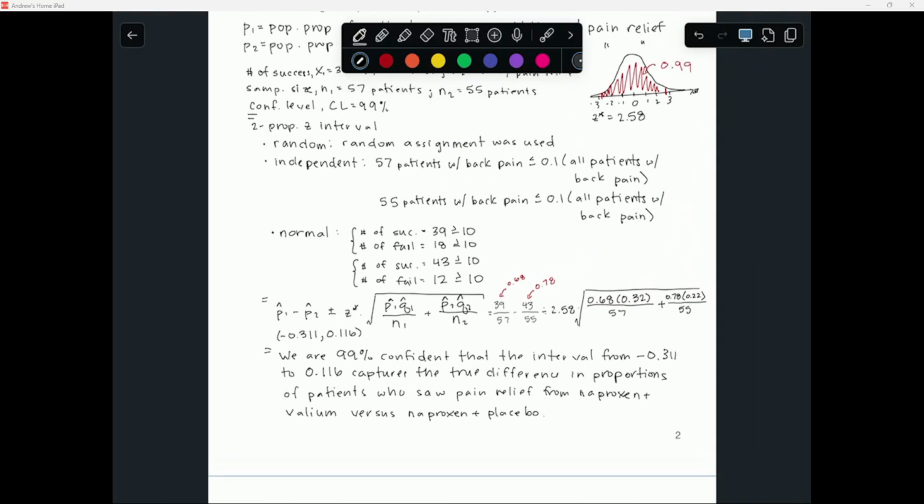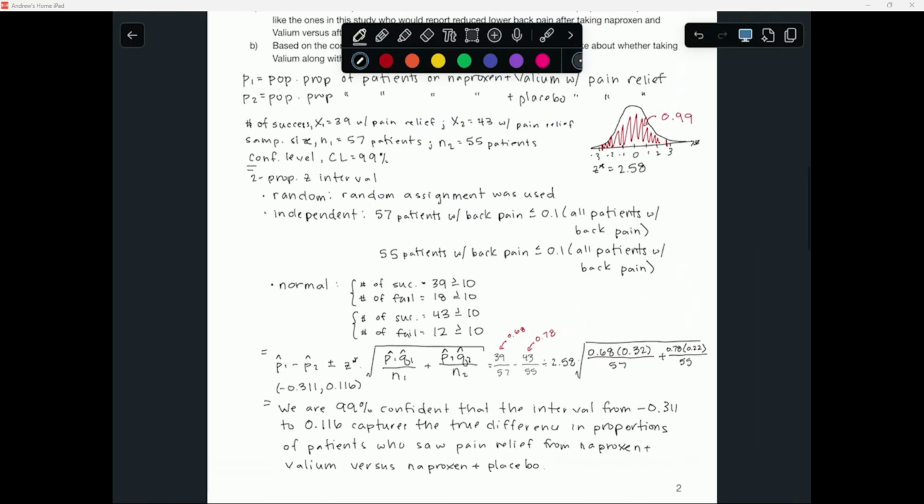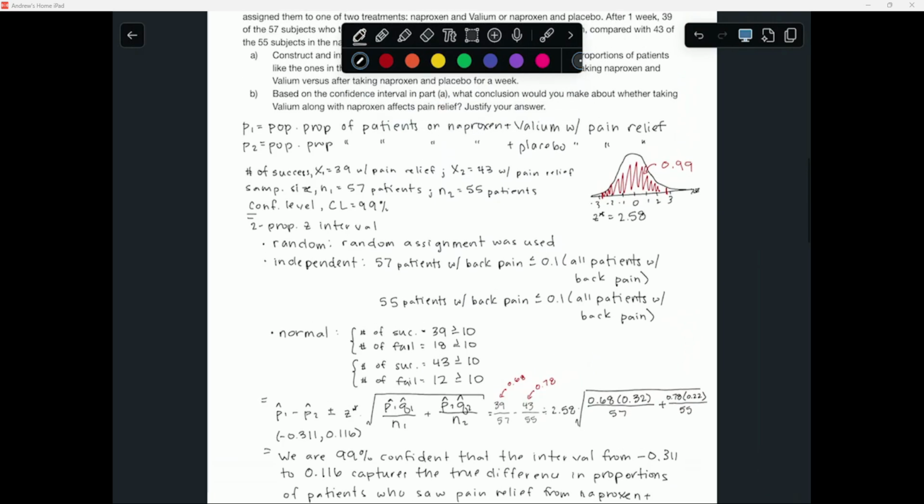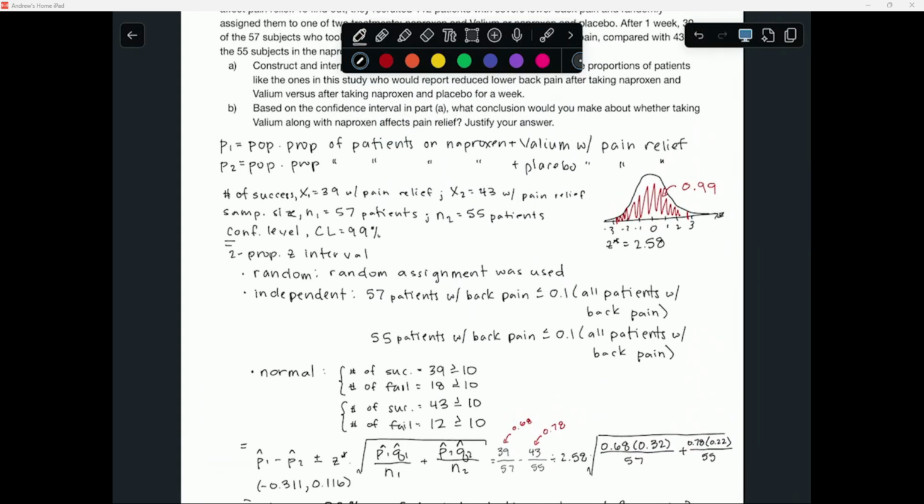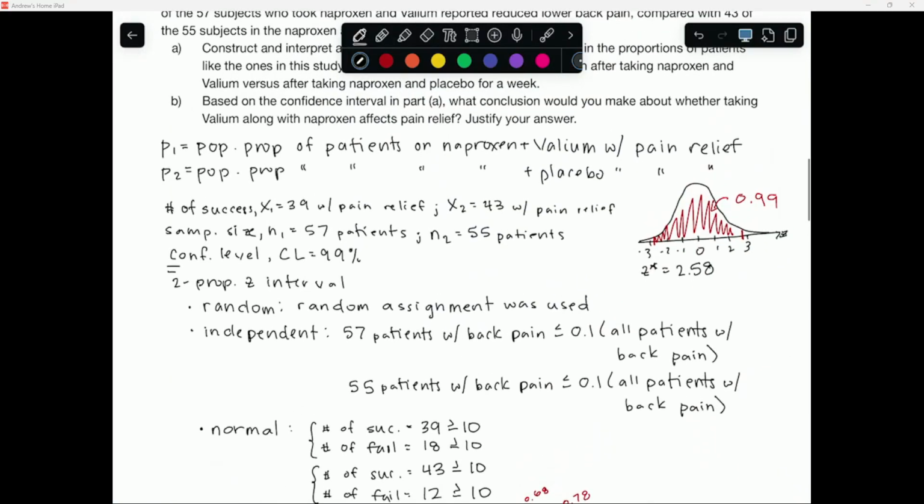I'm going to zoom out so we can look at that process, and the hope is that feels familiar. We know that that is our confidence interval process. State, plan, do, conclude. State, plan, do, conclude. That was answer A. Answer B then asks, based on the confidence interval in part A, what conclusion would you make about whether taking Valium along with naproxen affects pain relief? Justify your answer.